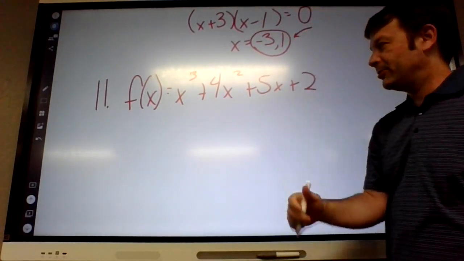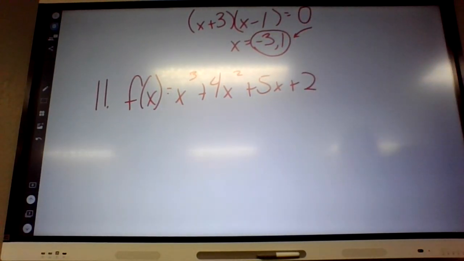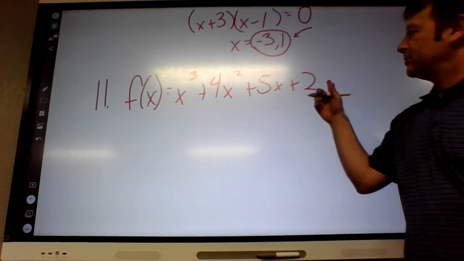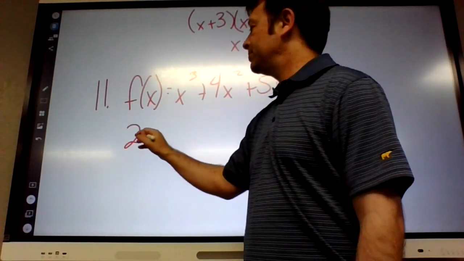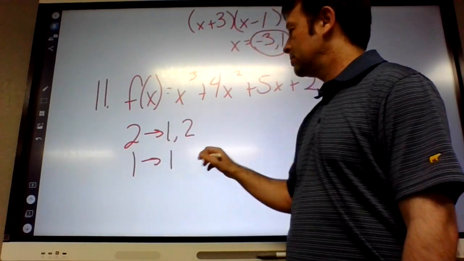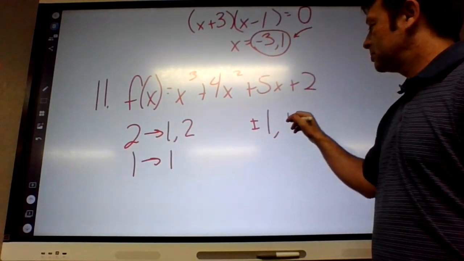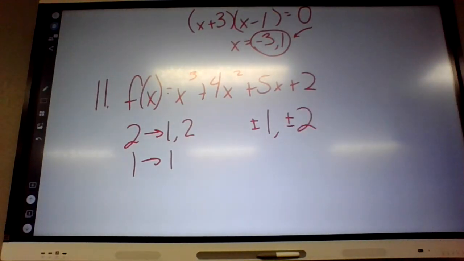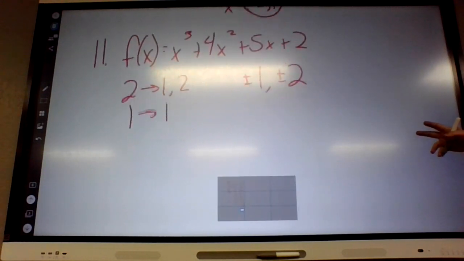Okay, so how we started was find the possible rational roots. Factors of 2 over factors of 1. Not a lot of options. They're being nice to us.